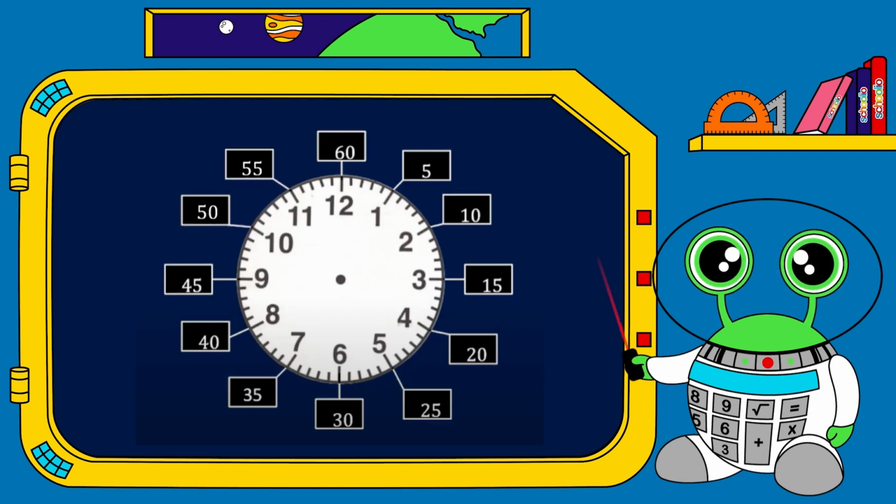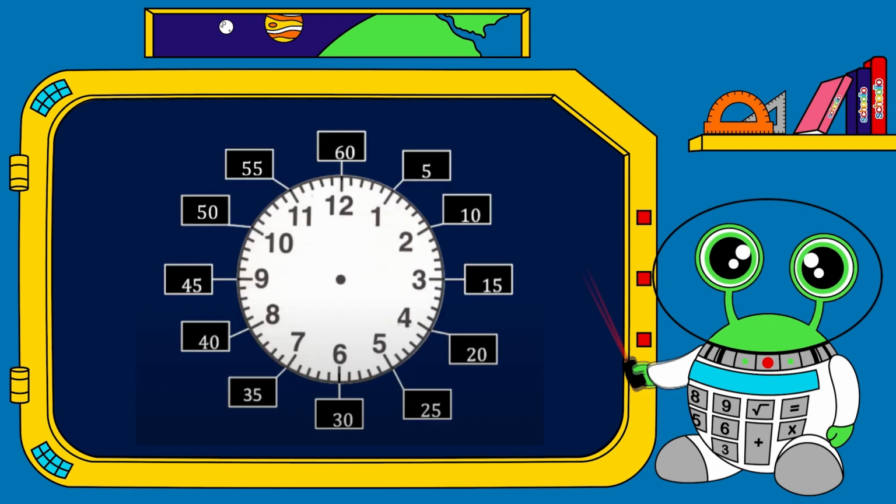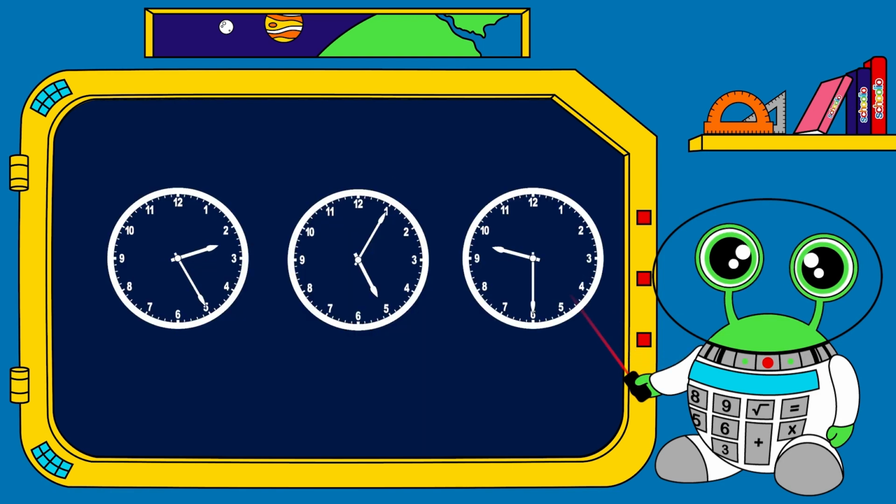Let's do some practice. Take a look at these clocks. Can you tell the time they are showing? The first clock shows the time 25 minutes past 2. The second one shows 5 minutes past 5. And the third one shows 30 minutes past 9.